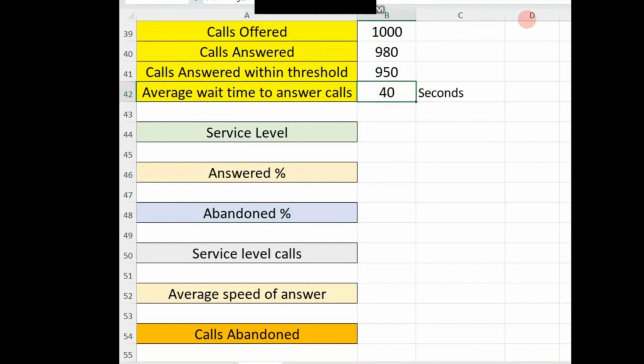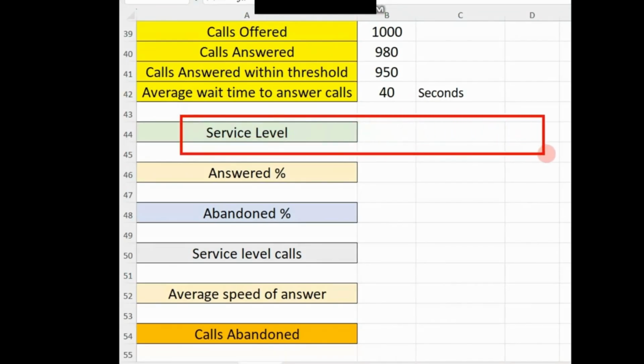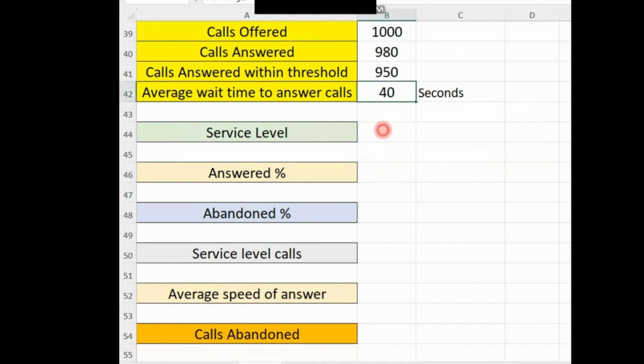So first we have to calculate service level. In this video, I'll calculate service level in two ways. First, we know that service level is calls answered within threshold divided by calls offered. So the simple formula would be calls answered within threshold, which is 950, divided by calls offered, which is 1000. So here the service level is 95%. This is the first way to calculate the service level.